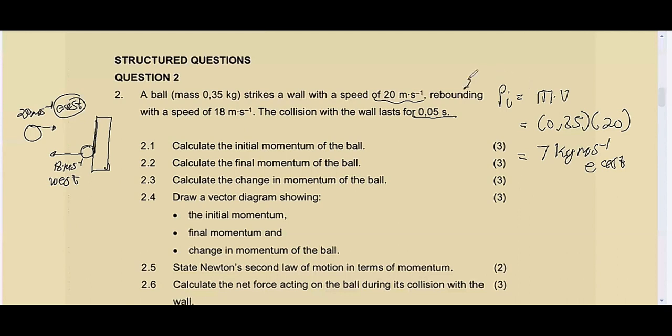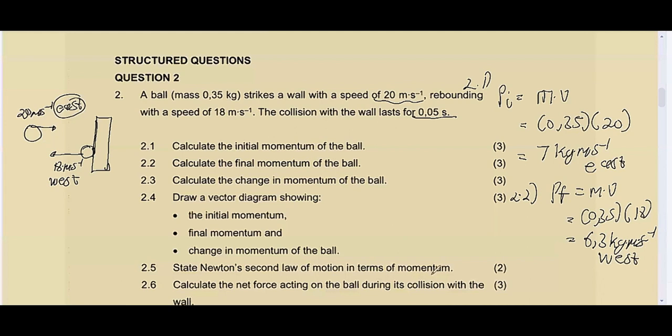Then for 2.2, so this was 2.1. For 2.2, we have p_f equals mass multiplied by v. What is our mass? That's 0.35. And then our velocity, that's 18. When we multiply the two, we get a value of 6.3 kg·m/s. But then to which direction? West. Right.